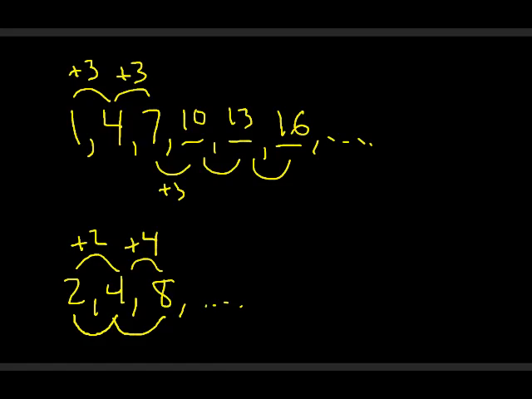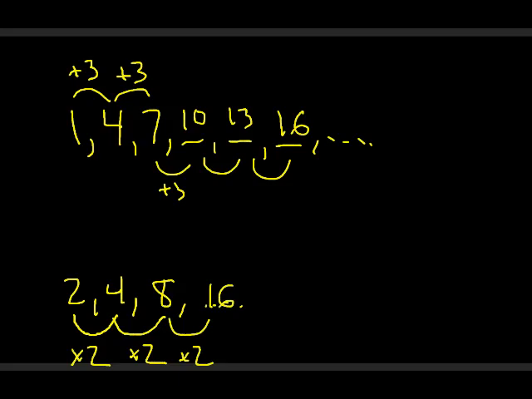To figure that out, we have to step out of the addition realm and go to other operations like multiplication. You can see I do 2 times 2 to get 4, times 2 to get 8, which means the next one will be 16. The one after that will be 32, and so on, 64. And we could keep going. Probably some good calculator work if we want to keep going there.